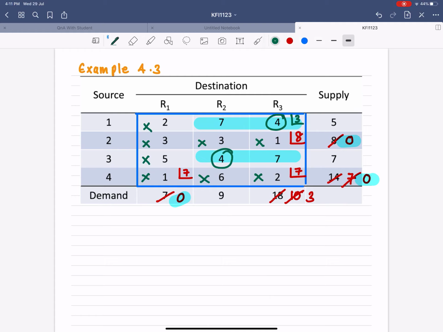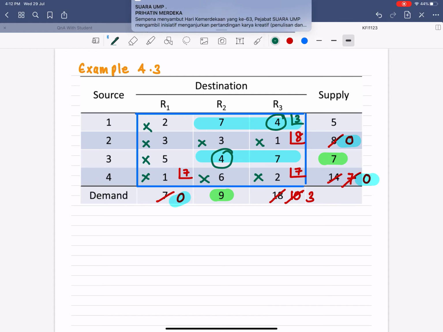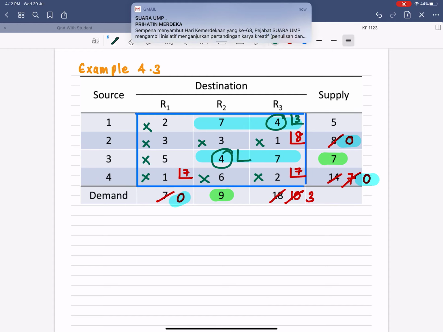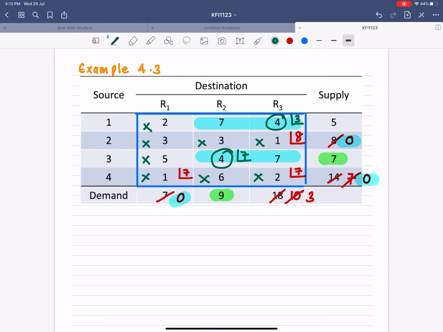If we consider this value, we have to compare 7 and 9. In this case, 7 is less than 9, therefore we should allocate 7. Because 7 is greater than 3, we will take 7 because this gives the minimum cost. So we will choose this cell to allocate first.